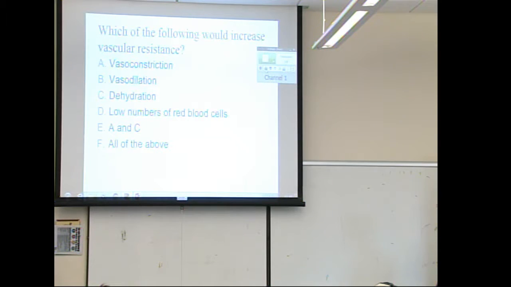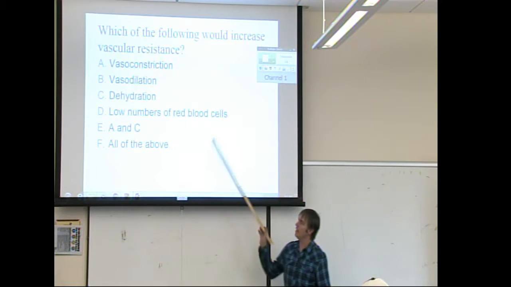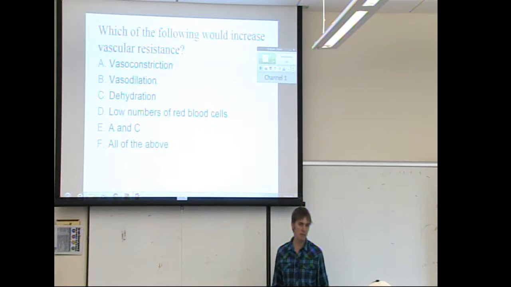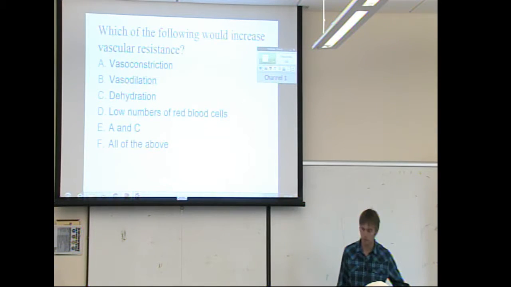All right. So the answer is E. Vasoconstriction, that's more resistance. And then dehydration, what does that do to the viscosity of the blood? It would increase it, right? All right.